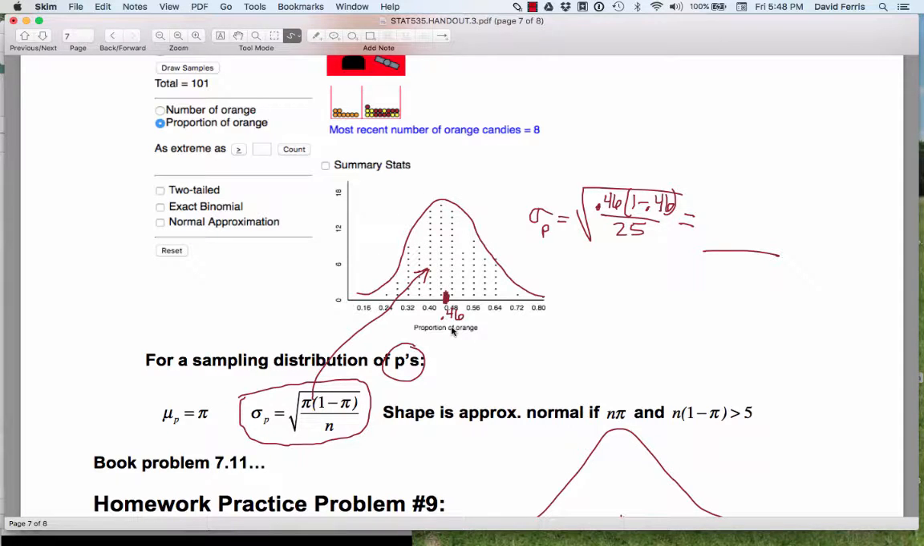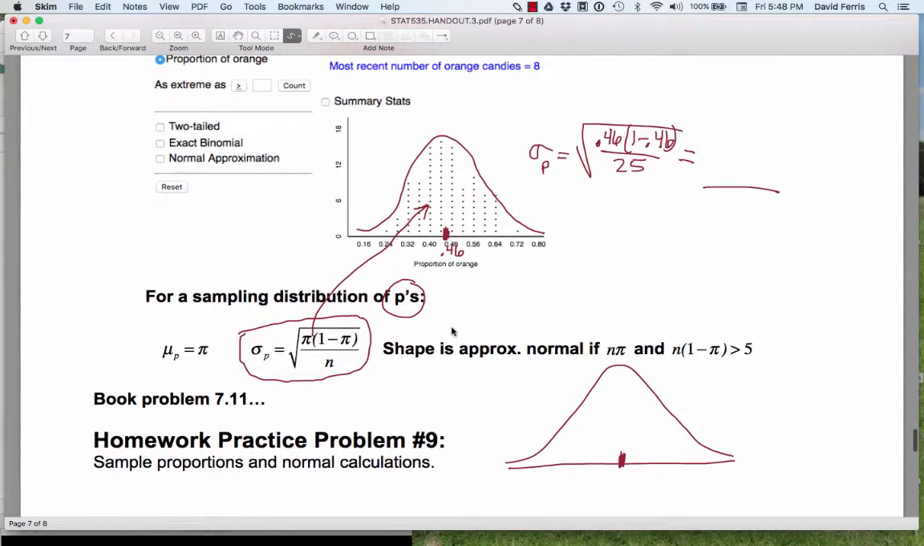When you do that, you get the number that you would use for the standard deviation of this sampling distribution. And then there's just one other little thing. We know the mean is the same as the population. So 46% was the true percent orange, so we know that's the mean of this sampling distribution. We just calculated the standard deviation of this. And then the shape is going to be normal as long as the n times p and the n times 1 minus p are greater than 5. As long as that checks out, we can assume that this is normal enough to do our normal calculations.